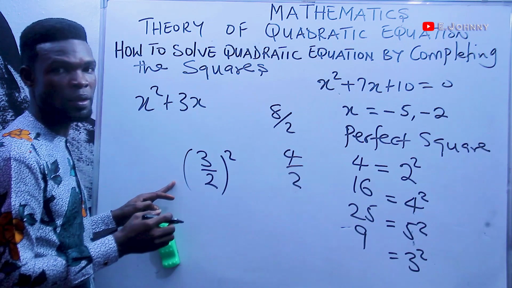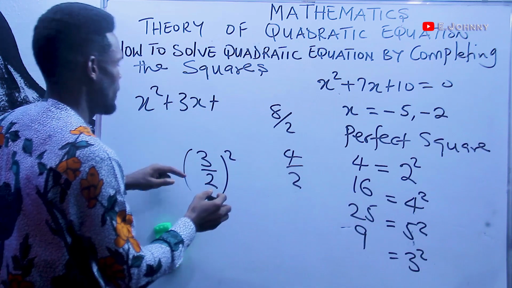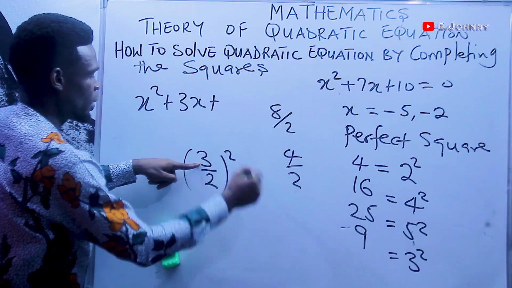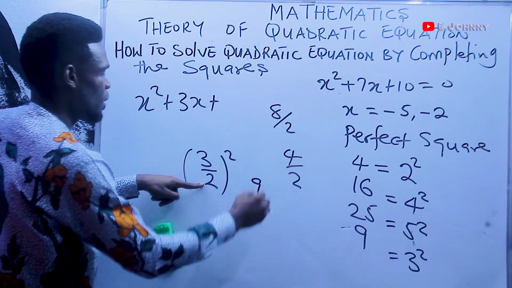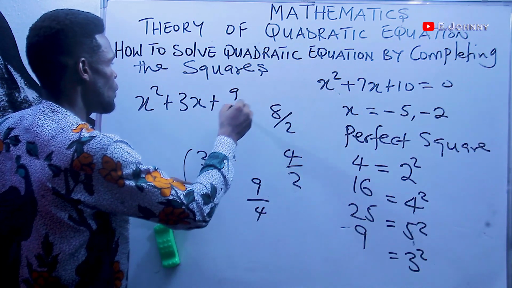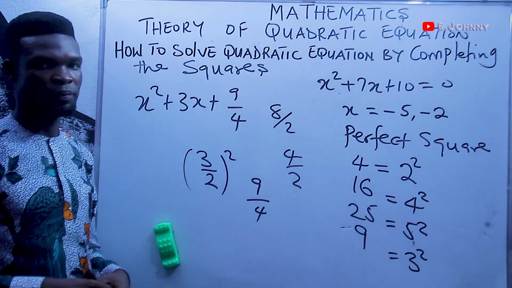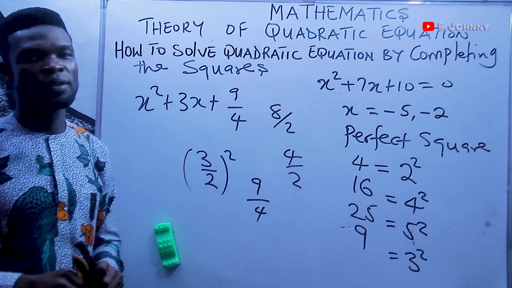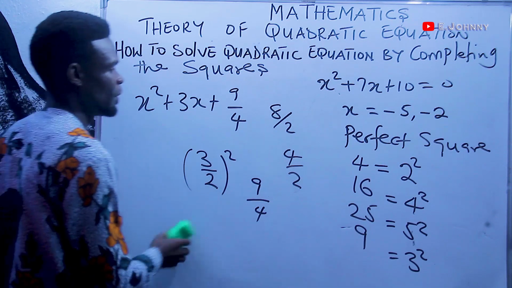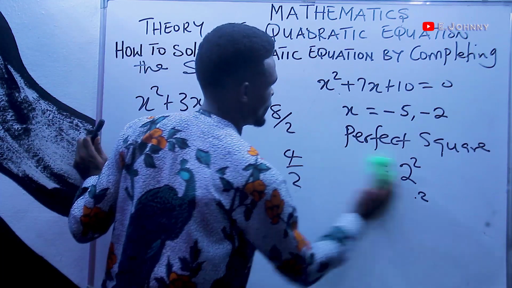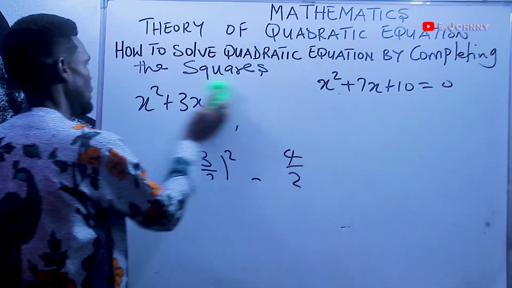You square it. So that means that if you square it, 3 squared is 9 over 2 squared is 4. So 9 over 4 must be added to make it a perfect square. I want to believe that this point is clear. Now, let's learn something else that will still help us in the journey of this subheading.